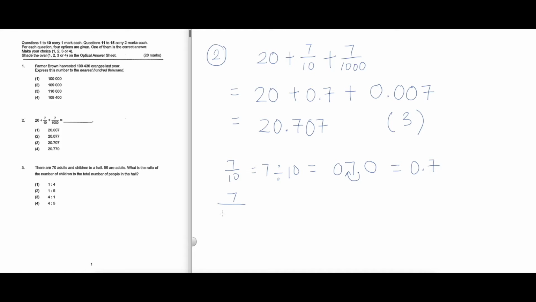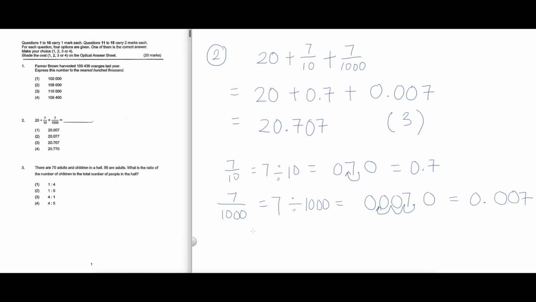Next one, 7 over 1000 is the same thing as 7 divided by 1000. So there are 3 zeros, right? So I'll move my decimals to the left side by 3 times. Let's go. 1, 2, 3. So it'll be 0.007. Alright, so that's how I get 0.7 and 0.007.